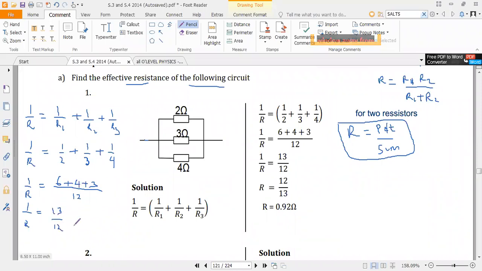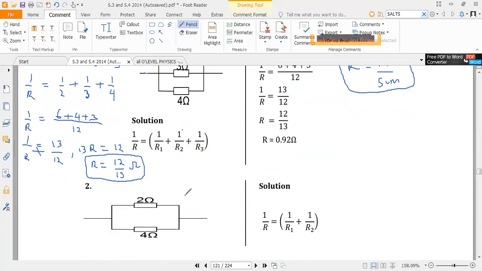Remember, we are trying to find the value of R, so you don't stop here; you go ahead and find the value of R. You can do cross multiplication, where you end up having 13R equals 1 times 12, which is 12. So finally, R, which is the effective resistance, will be 12 divided by 13 ohms. And we have got the effective resistance for the three resistors which are in parallel.